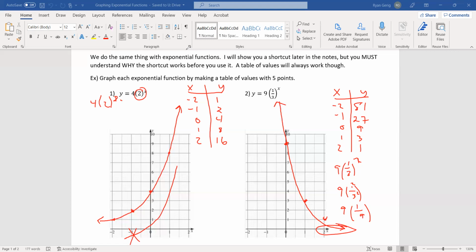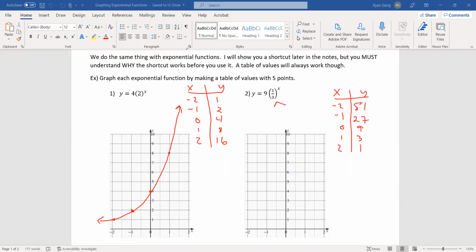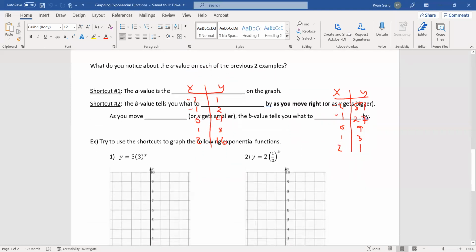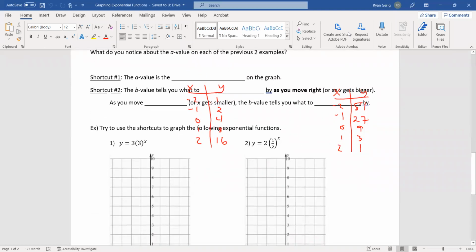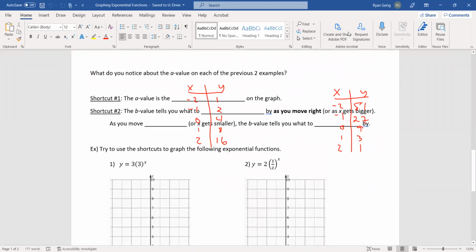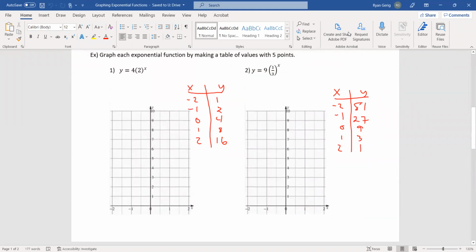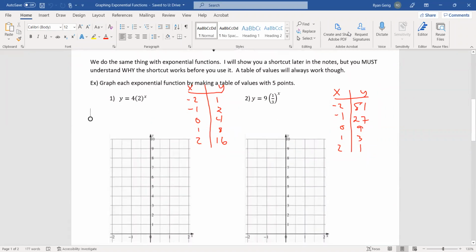Now I want to show you the shortcuts. And to show you the shortcuts, I'm going to keep the tables. I'm going to erase all the graphs because I'm going to be scrolling here in a little bit. All right, scroll down. What did you notice about the A value on each of the previous 2 examples? So I'm going to go up here. I know those are kind of in the way, but I want you to see this.